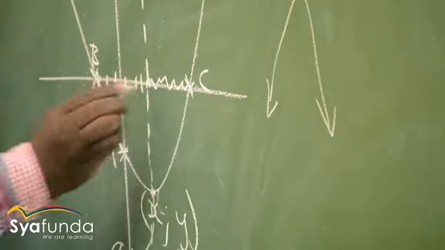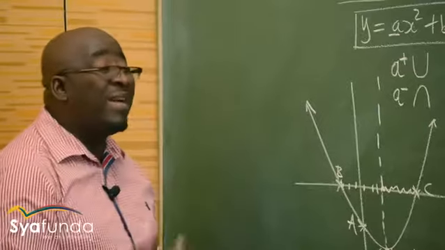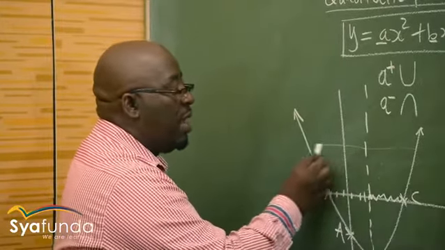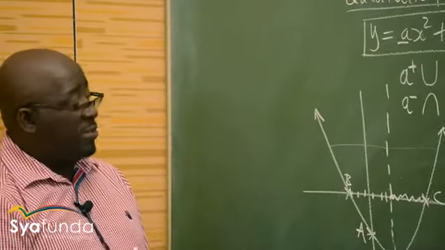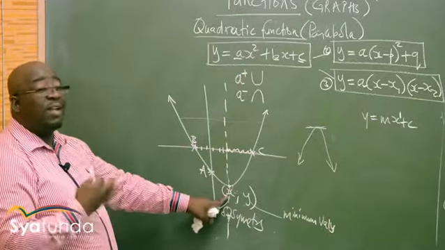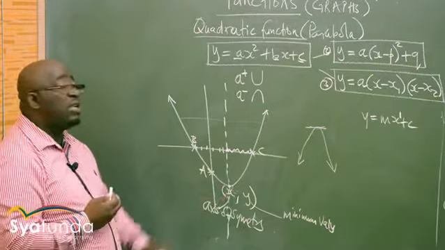This means the axis of symmetry cuts it into two equal halves. No matter where I take it, if I take it from here, the distance from here to here will be the same as from here to here, because it has been cut by the axis of symmetry. Or the x with the turning point. In other words, the axis of symmetry is the x value at the turning point.